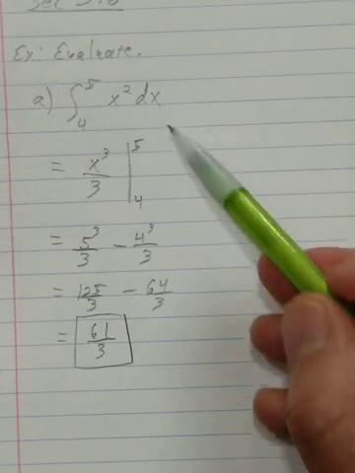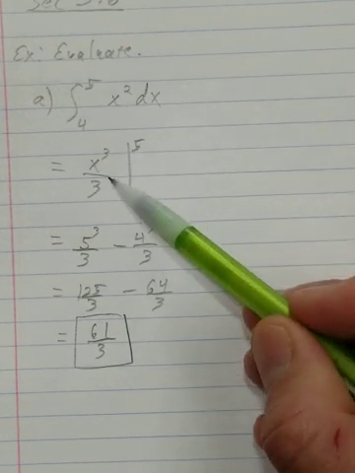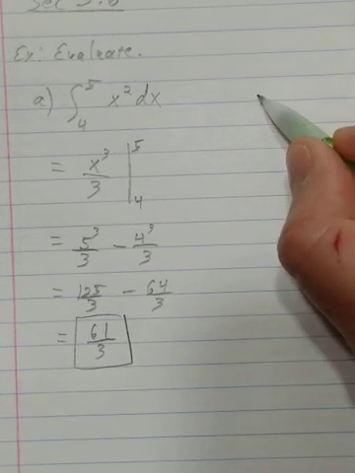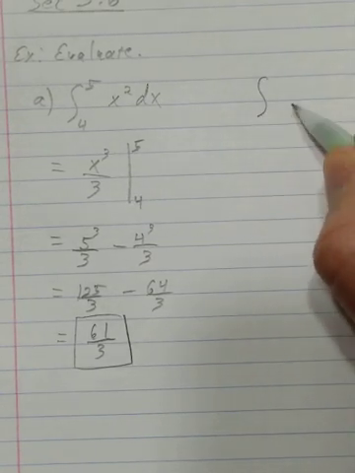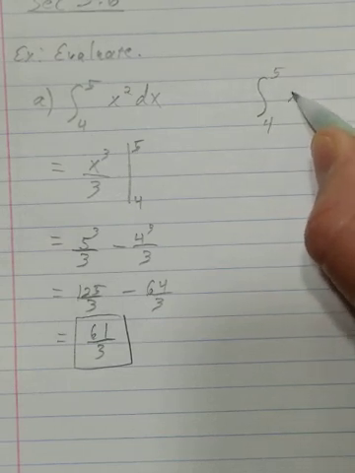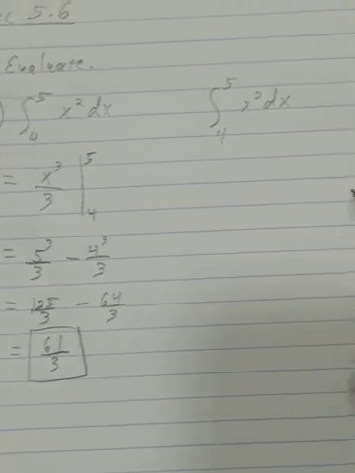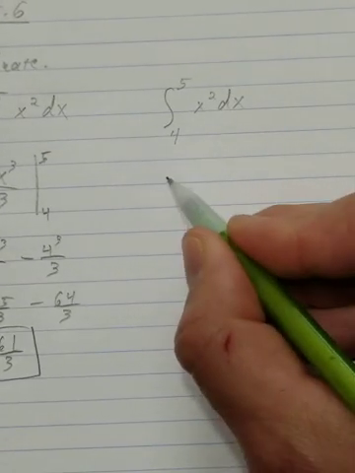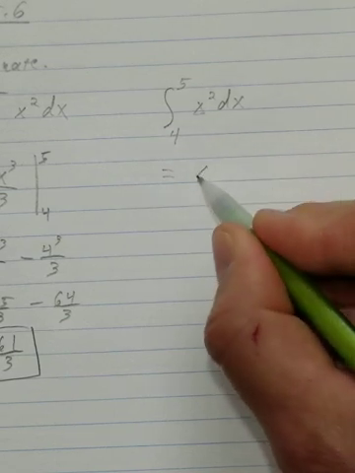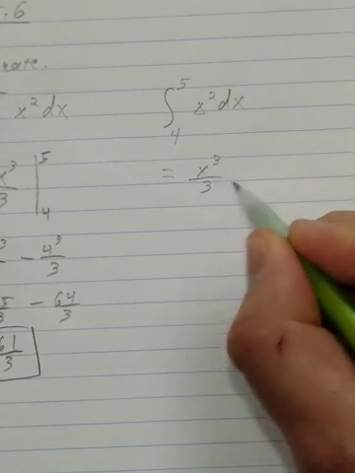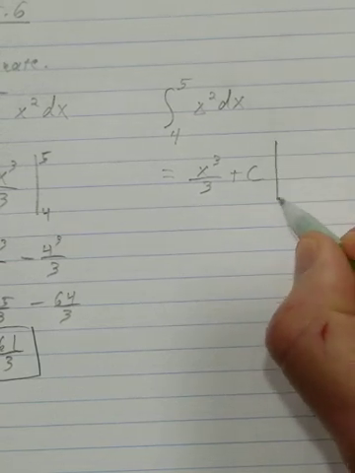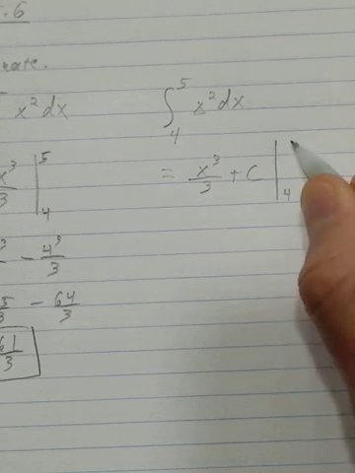Now some of y'all are thinking, when I took the antiderivative here, I didn't put plus c. Well, let's see what happens whenever we put plus c. We really don't need it, but let's see why. Suppose I have the same integral from 4 to 5 of x squared dx, and I go ahead and put that plus c because I'm used to doing it. So to evaluate this, find an antiderivative of x squared. That's x cubed over 3 plus c. Now I want to evaluate it from 4 to 5.